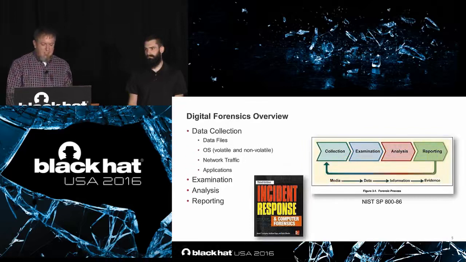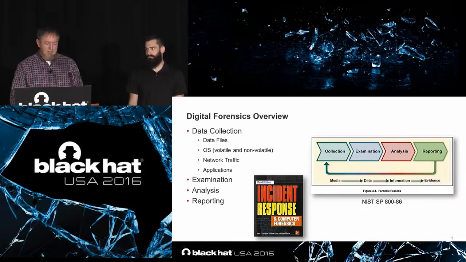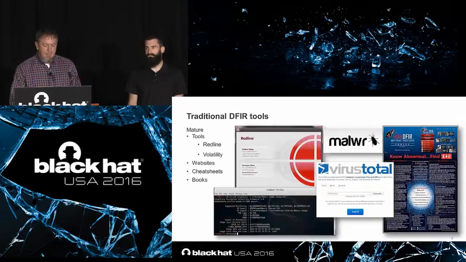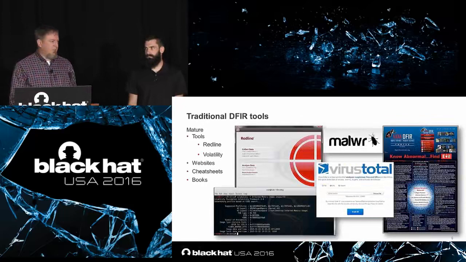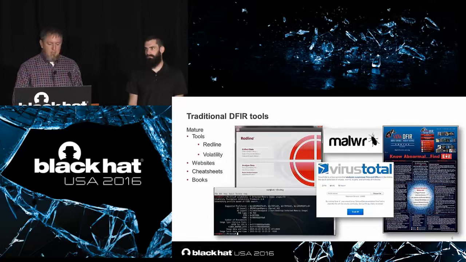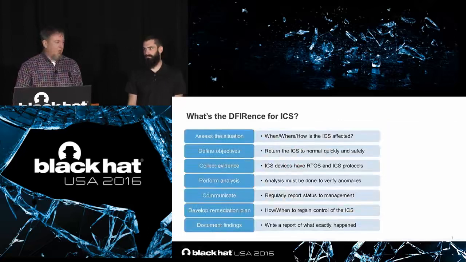So for digital forensics, you're collecting files, volatile and non-volatile, memory from the operating system, network traffic, applications. All this stuff is from NIST and some, like a book, Incident Response and Computer Forensics. In regular DFIR tools, you've probably seen some of these, Redline, Volatility. There's cheat sheets and websites and books. But guess what? On the control system side, ICS and embedded devices, we don't really have that.